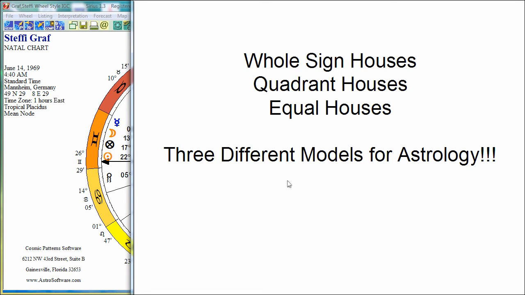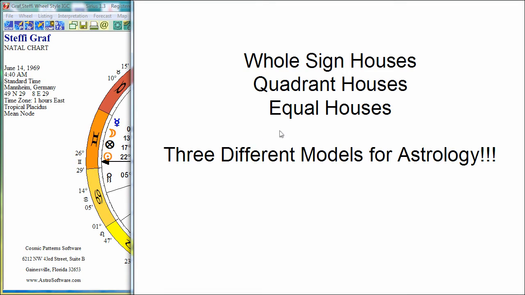Hello my friends, today's topic is whole sign houses, quadrant houses, and equal houses. These are three different kinds of house systems, and I'm going to suggest to you that they represent three different models for astrology. Not only are they different house systems, but the assumptions, the way we look at the astrology chart is very, very different, implies different things, and even leads you to use different astrological techniques. So it really sets up three different paradigms for how you're going to look at the chart.